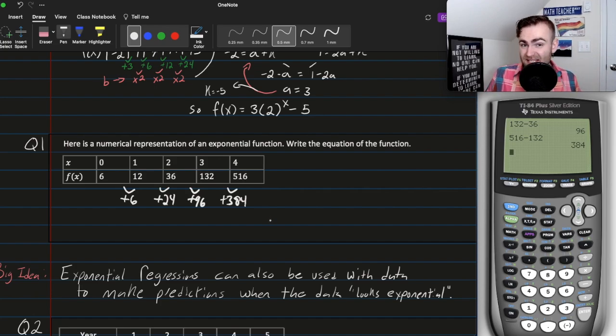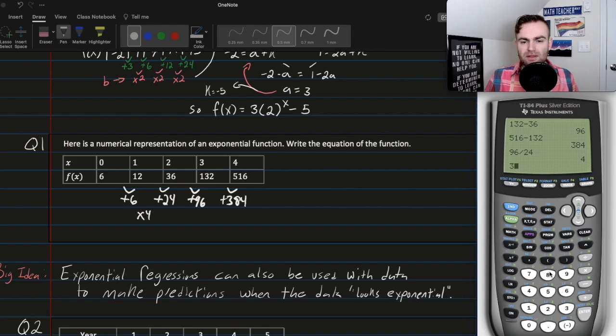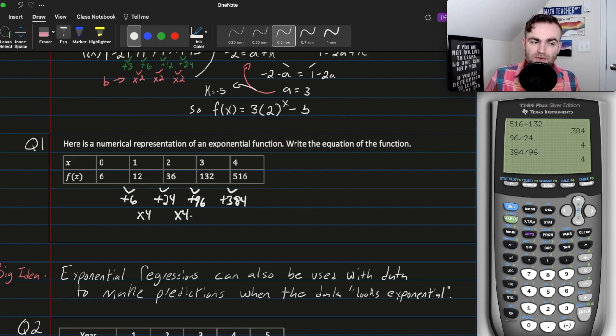Great. Is this proportional? Well, we can actually see that. We can do 24 divided by 6, that's 4. What's 96 divided by 24? Is that also 4? That's good. What about 384 divided by 96? Okay, so we get times 4, times 4. So that means our b is 4.